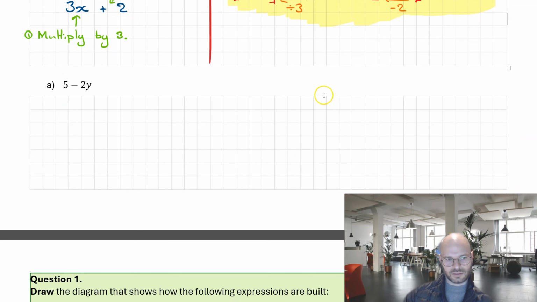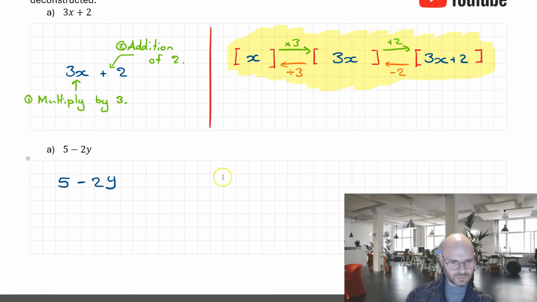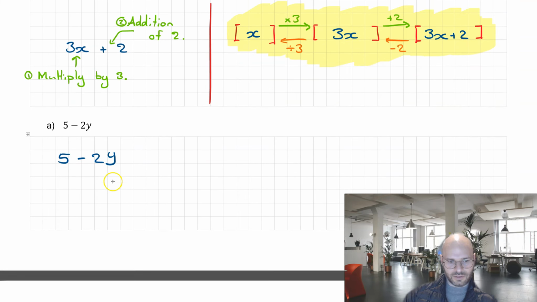Alright, next one. Something that looks a little bit trickier. We have the expression 5 take away 2y. Now, comparing the two, have a look. Rather than a variable of x, we have a variable of y. Rather than the x being first in the expression, it's now the second. And in addition to that, it's got a negative in front of the y. It's got a 2 and then a negative in front of that.